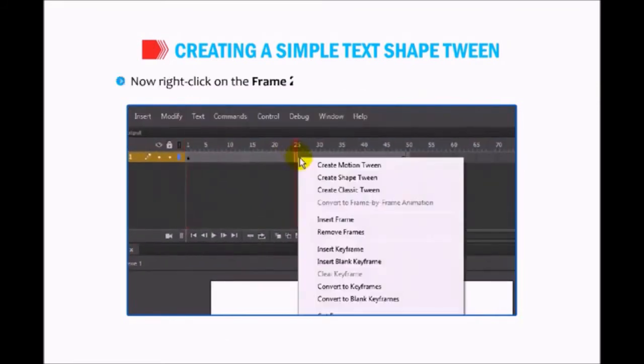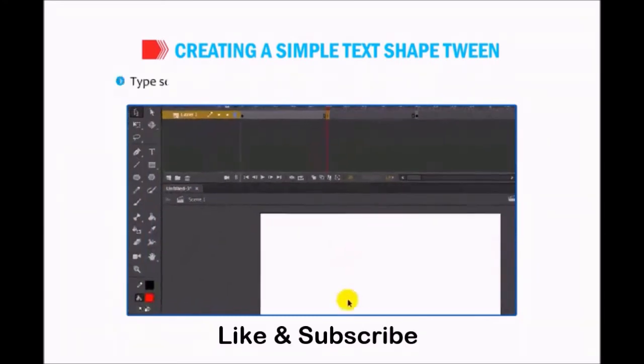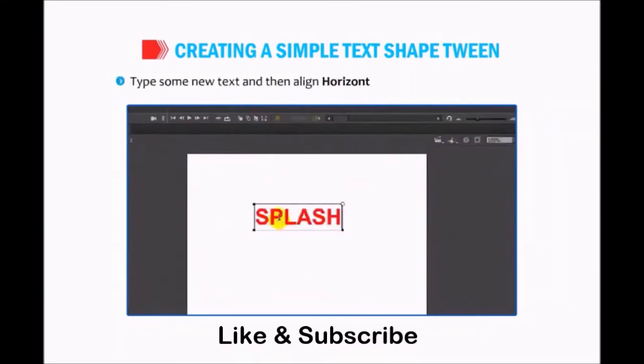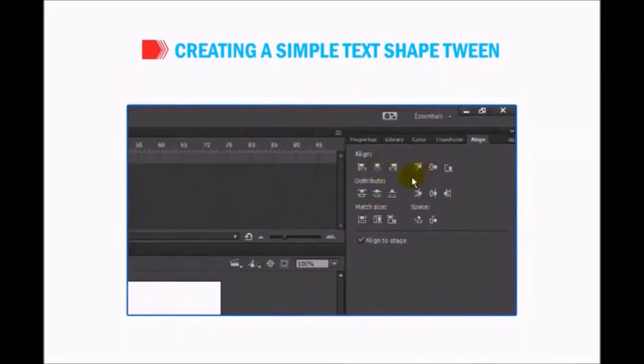Now right-click on frame 25 and select Insert Blank Keyframe option. Type some new text and then align horizontal center and vertical center.